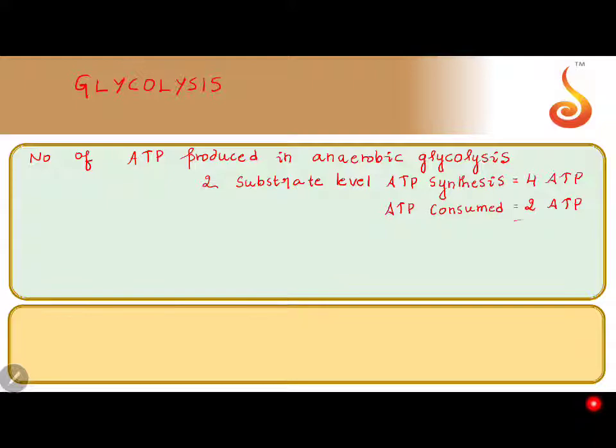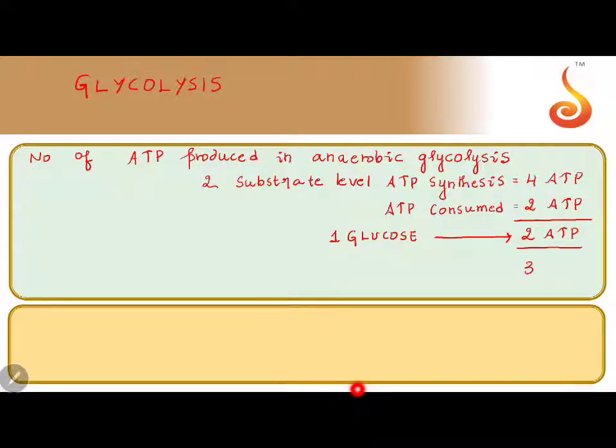So what is the net gain of ATP? 2 ATP in anaerobic glycolysis. It is 38 only if it is aerobic, when it enters Krebs cycle. But it stops here in anaerobic. So one glucose molecule breakdown in anaerobic glycolysis gives 2 ATP.